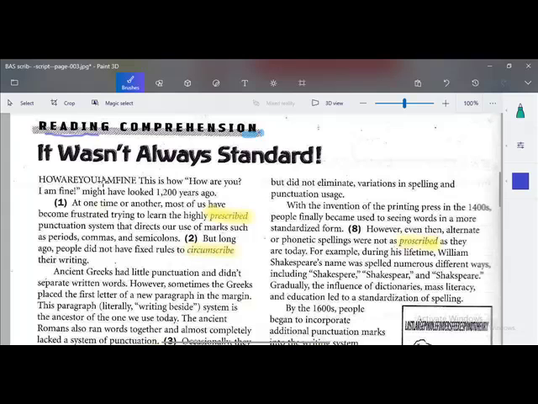Without space, it's hard to read, right? This is how "How are you? I'm fine" might have looked 1,200 years ago. At one time or another, most of us have become frustrated trying to learn the highly prescribed punctuation system that directs our use of marks such as periods, commas, and semicolons. But long ago, people did not have fixed rules to circumscribe their writing.